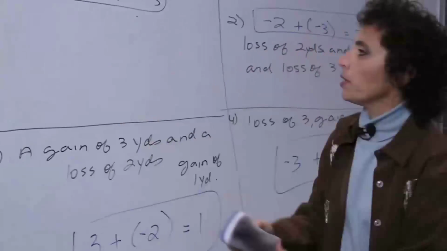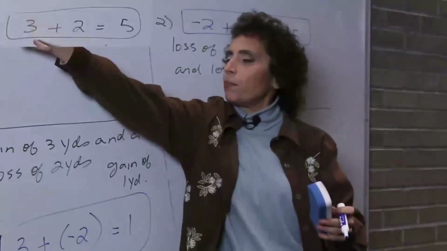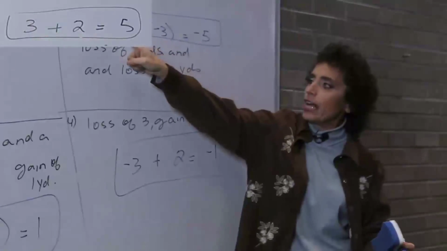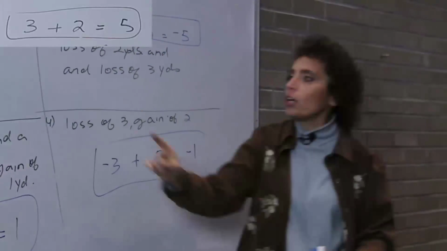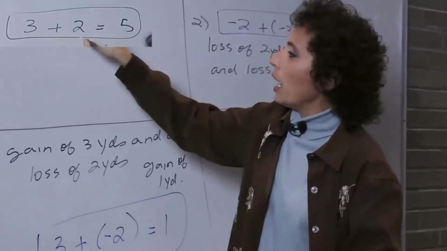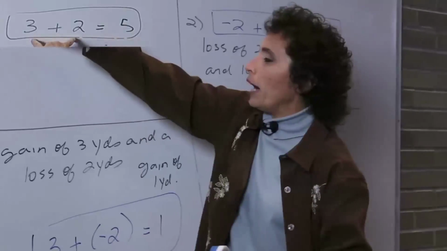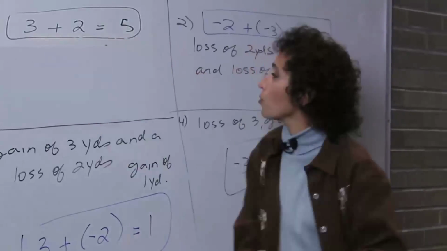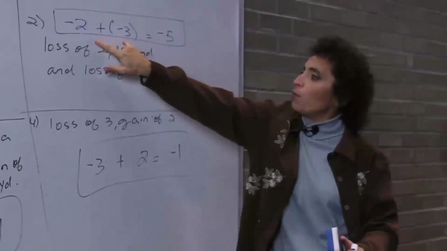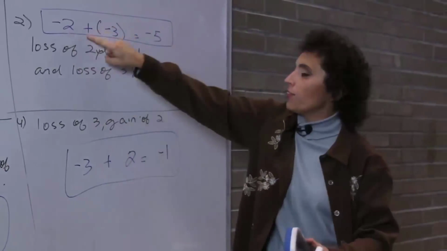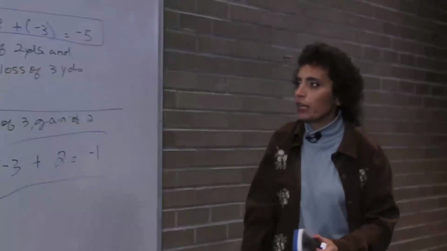Here's what I see. Here my signs are the same. I have a positive and a positive. Here I have two of the same signs too, a negative and a negative. And notice what happens. When I have the same sign, I added and kept the sign. So the positive stayed positive and I added the numbers. When they were both negative, I added the numbers and the sign stayed the same. So I kept the negative.